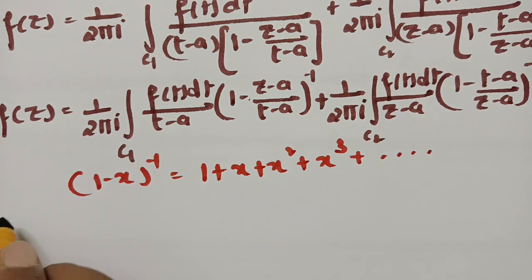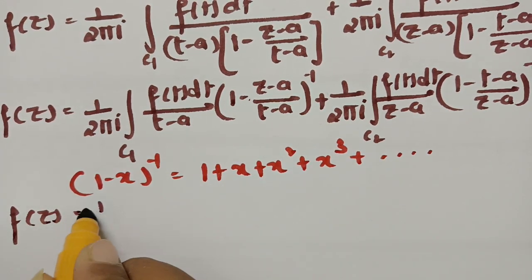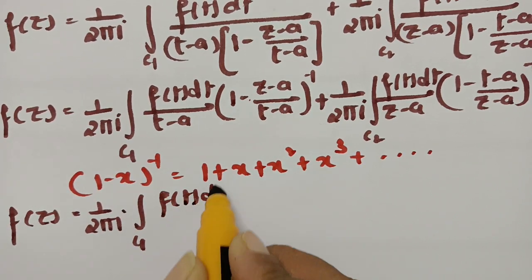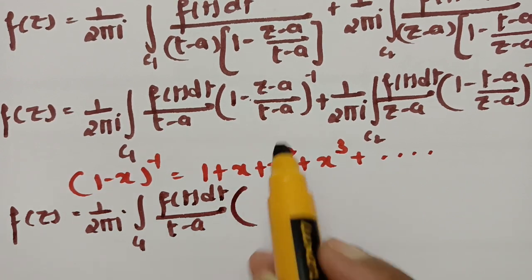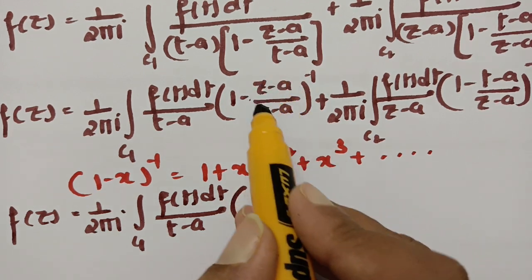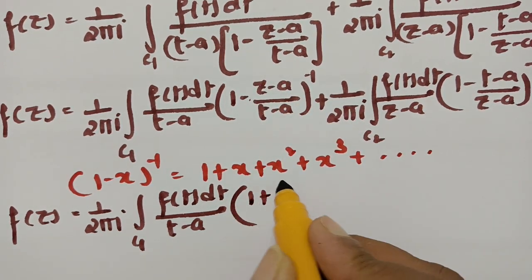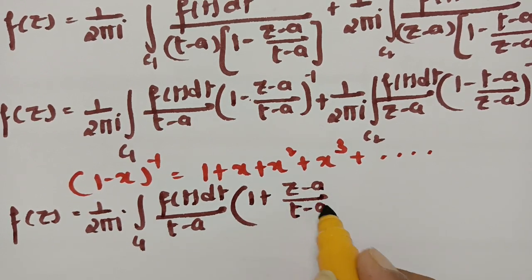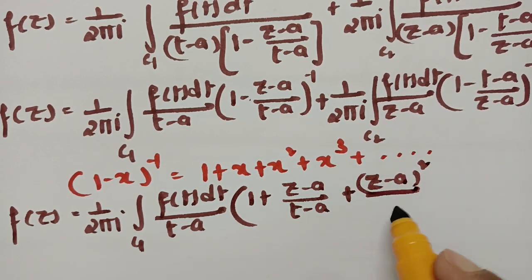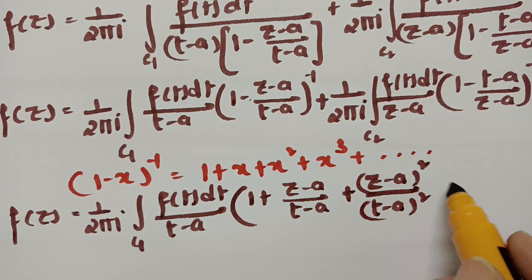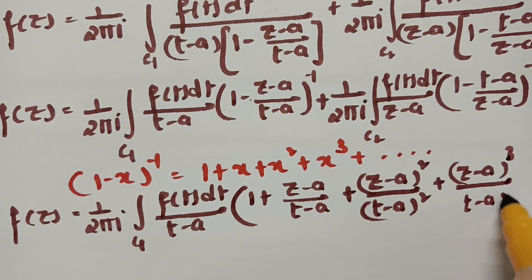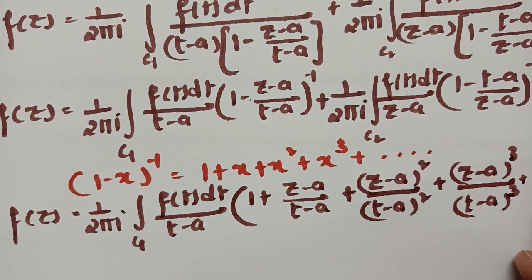See, f of z is equal to 1 by 2 pi i integral c1, f of t dt by t minus a, and see, this will be 1 plus x plus x square plus x cube and so on. So this whole thing is x for me. So this is 1 plus z minus a by t minus a, plus z minus a whole square by t minus a whole square, and next one is z minus a whole cube by t minus a whole cube plus and so on. Clear?